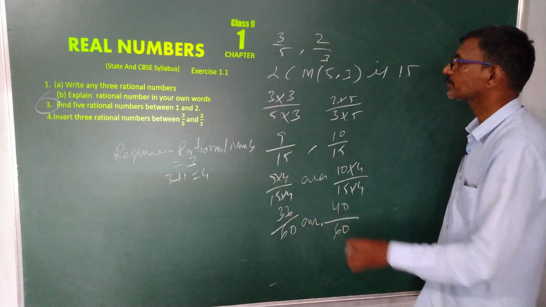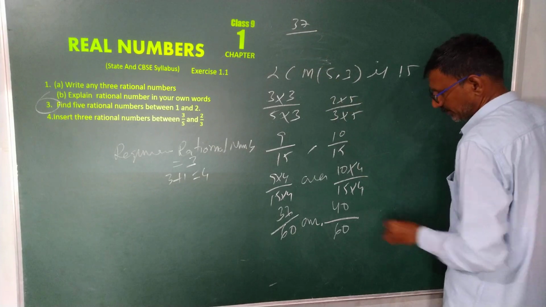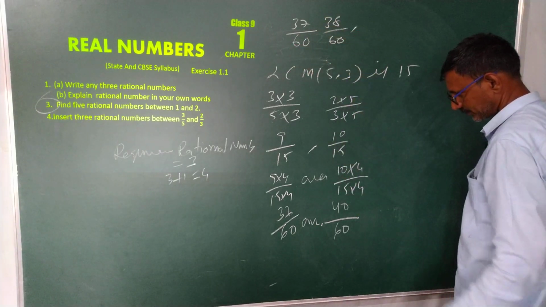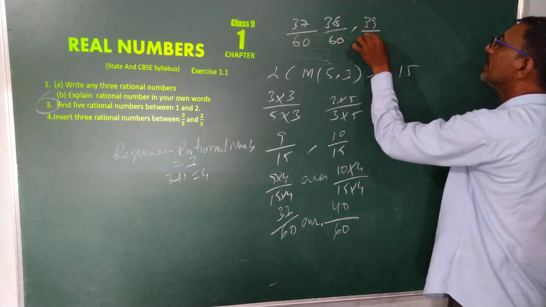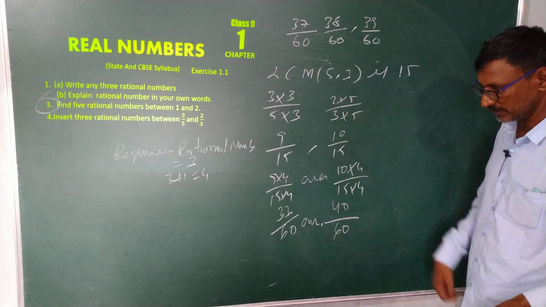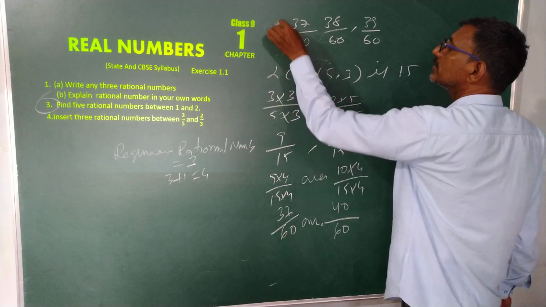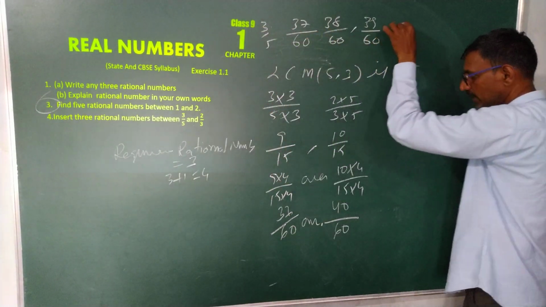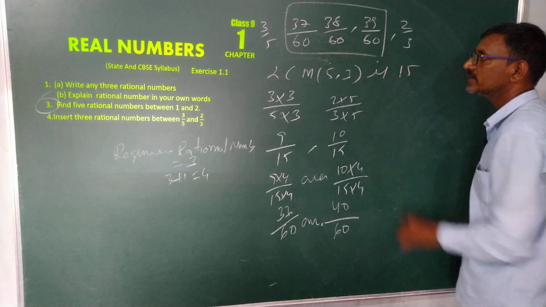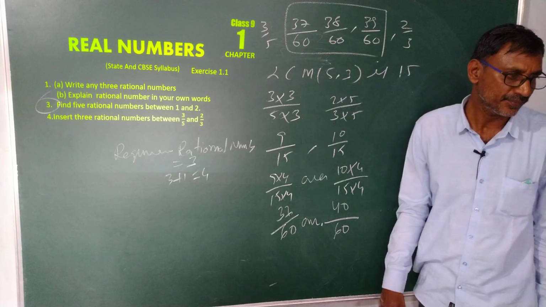Now write it down. 37 by 60, 38 by 60, next 39 by 60. 40 by 60 is nothing but 2 by 3 only. 36 by 60 is nothing but 3 by 5. So these are my 3 rational numbers that lie between 3 by 5 and 2 by 3. Clear?